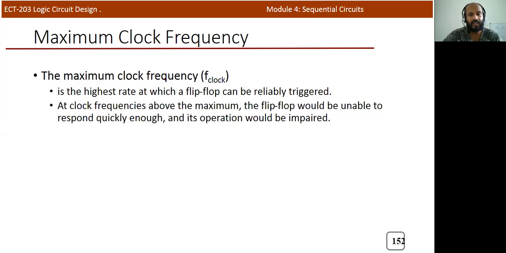The maximum clock frequency is based on the previous parameters: propagation delay, setup time, and hold time. If you consider all these factors, there is a maximum clock frequency for the working of a flip-flop, the highest rate at which the flip-flop can be reliably triggered. This value is also provided by the manufacturer based on the propagation delay and other delays considered. So the maximum clock frequency is also one important parameter. If you give a clock frequency higher than this, the flip-flop will not work properly.